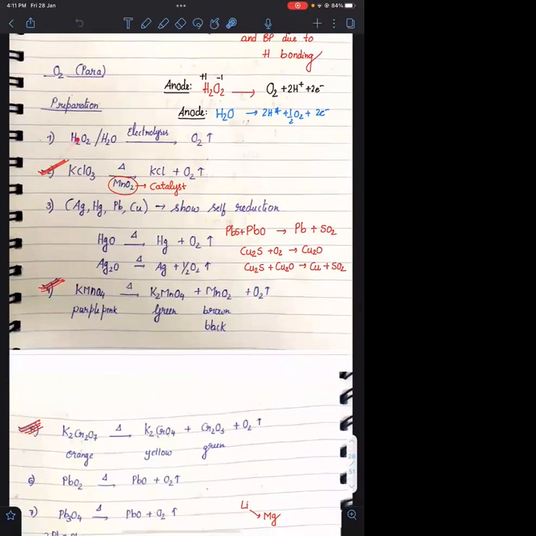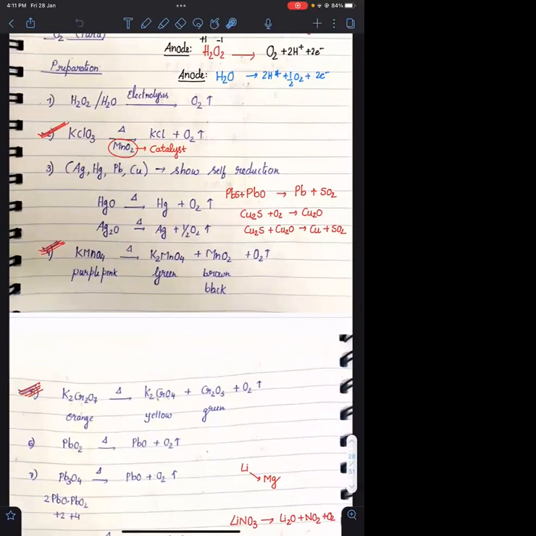This is very important: heating of potassium chlorate, KClO3. Whenever you are heating it, in general, the temperature required for its decomposition is very, very high. So if you want to decrease the temperature, we need to add a catalyst, which is MnO2. In the question, they will ask you the catalyst used. The catalyst used is MnO2, which will decrease the temperature of the reaction.